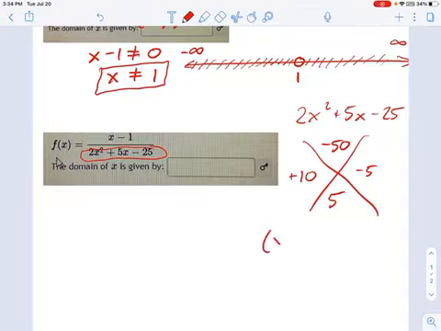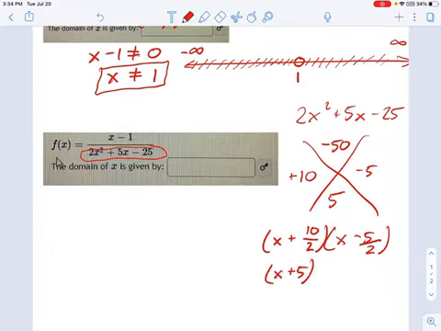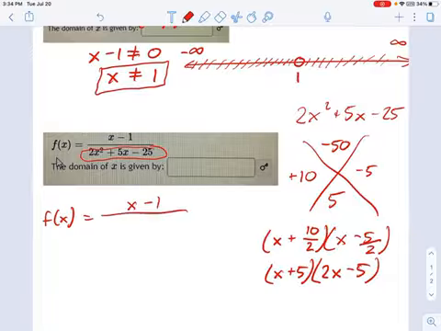So here's our factored form. x plus 10, and don't forget, you have to divide by 2, since that was the initial coefficient. And then over here, we get x minus 5, divided by 2. That simplifies to x plus 5, and 5 over 2 does not simplify, so we have to take that 2 and move it in front of the x. This is your factored form. So here's the rewritten equation in factored form. You still have that x minus 1 on top. That hasn't changed. And on the bottom, you have x plus 5 and 2x minus 5.